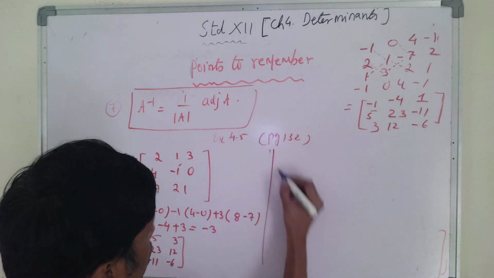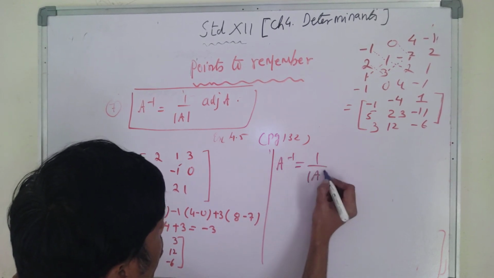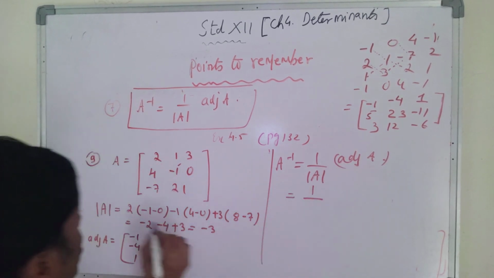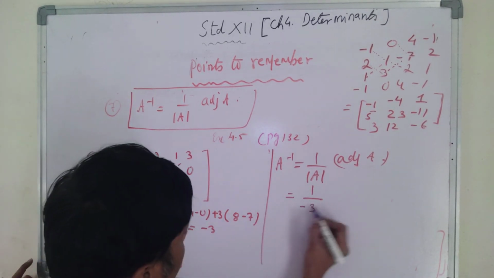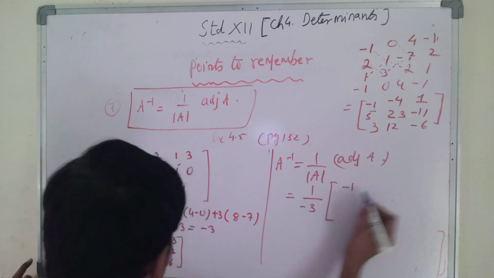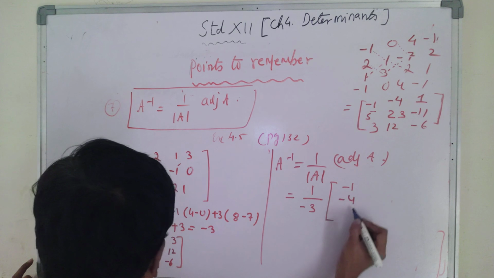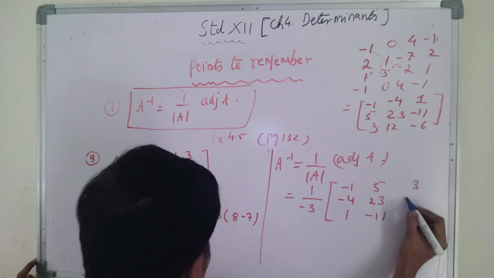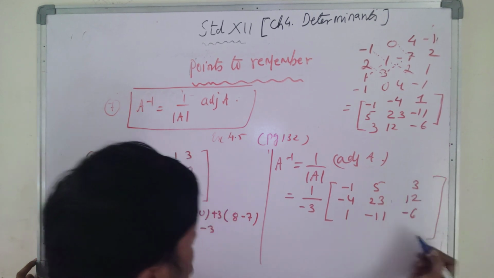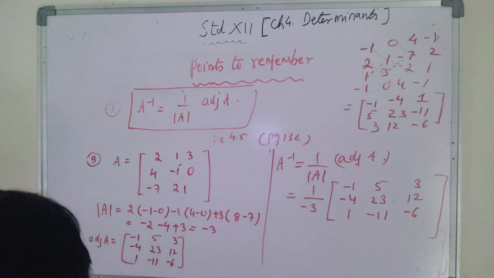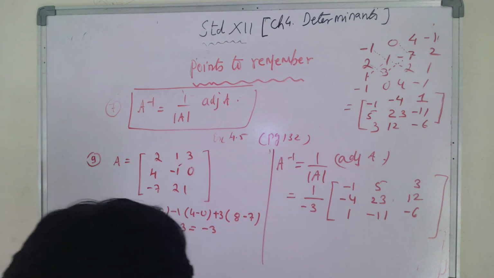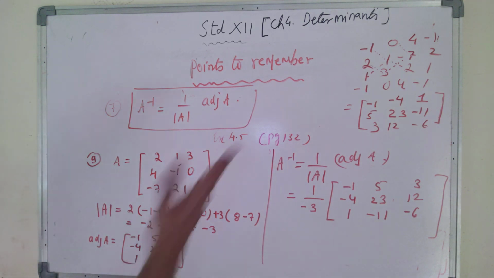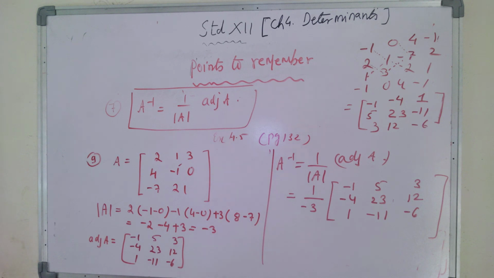Now you need to find A inverse by this formula, 1 upon determinant A into adj A. So 1 upon the value of the determinant A is nothing but -1/3 times of the matrix -1, -4, 1, 5, 23, -11, 3, 12, -6. You can keep as it is, or you can divide each element by -3 to get the answer. I hope you understand how quickly we can find the adjoint of the given 3 by 3 matrix by the shortcut method, which is also allowed in the examination.